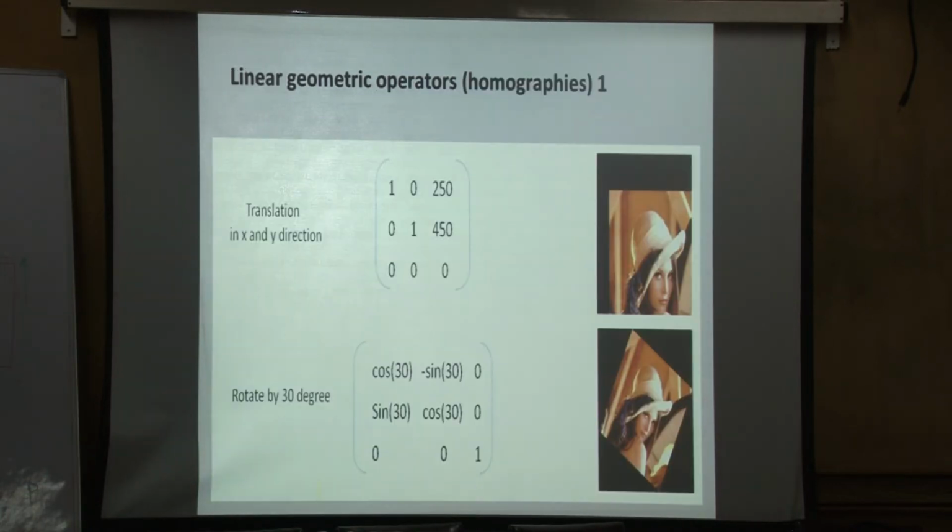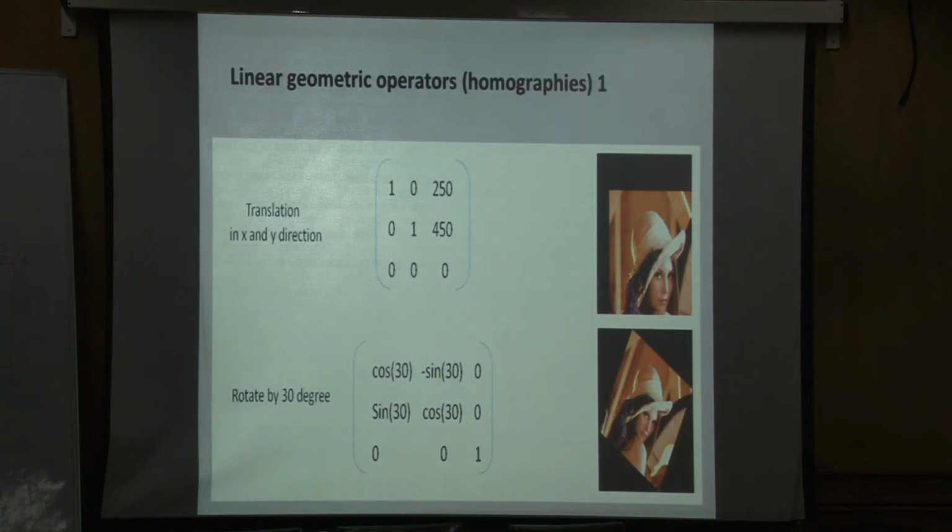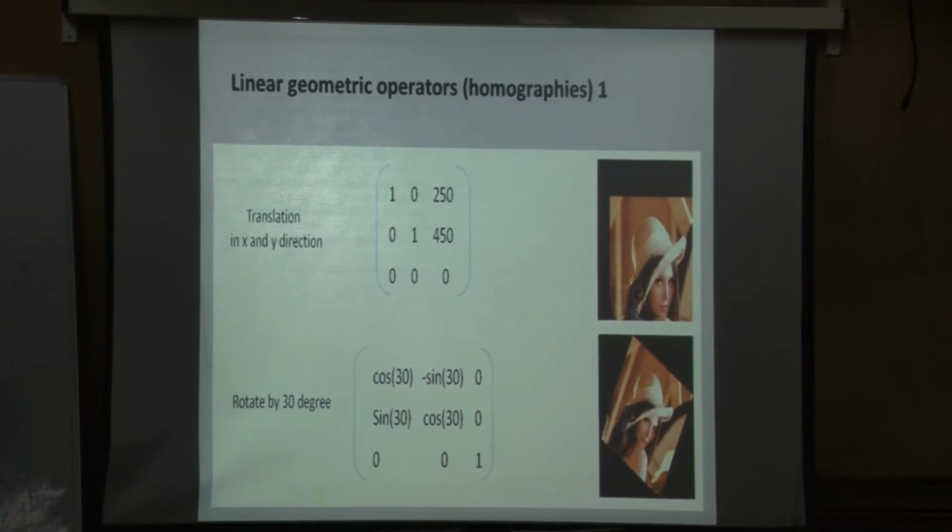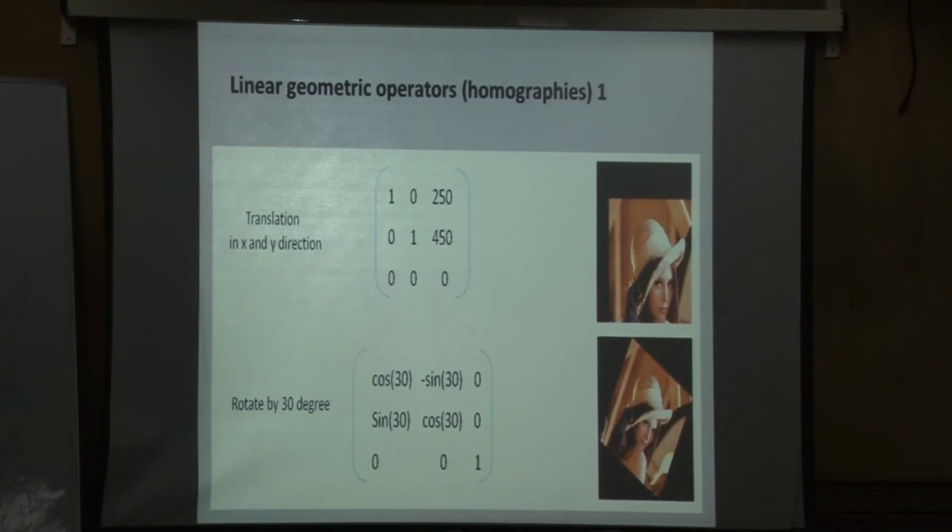Now, the next case is a linear geometric operator, which can also involve rotation. Look at the second picture below. See, the first one is just, as I said, translating it around, only translation, nothing else, moved by a certain amount horizontally and vertically, but remaining unrotated.